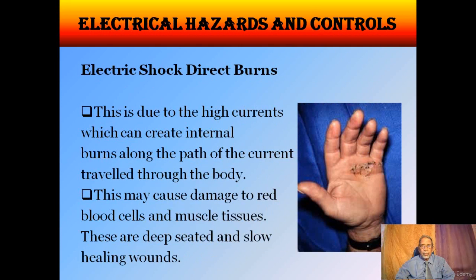This is another example of electric shock direct burns. We are seeing a diagram here where there is a wound on the palm which has been created by the electric shock. This happens due to the high current which can create internal burns along the path of the current traveled through the body.